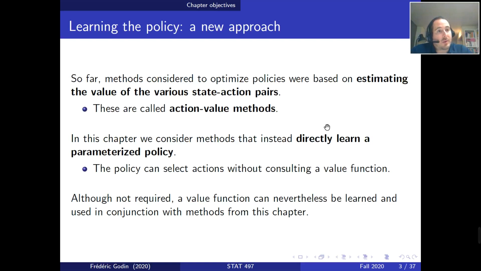So we say we don't rely on an estimation of the value function to try to optimize the policy, but it's possible, if we want, to also include an estimate of the value function within the algorithm we're going to present in this chapter. So even though it's not required, methods in this chapter which directly learn the shape of the optimal policy can at the same time provide an estimate of the value function, and this estimate can be used to refine the main algorithm proposed in this chapter. But it's not mandatory. We can proceed without learning a value function at all.